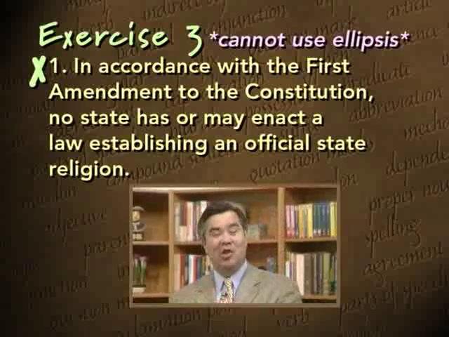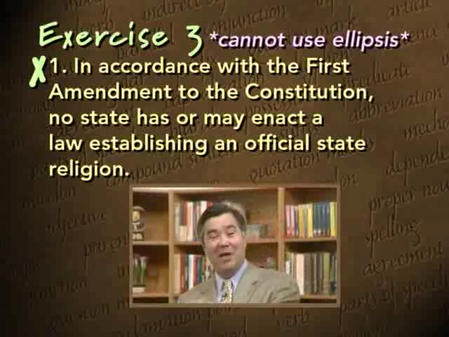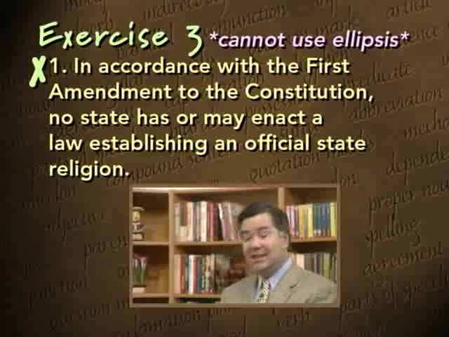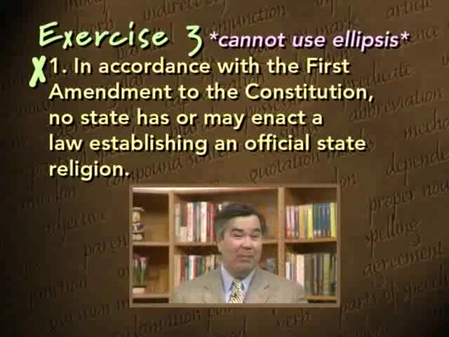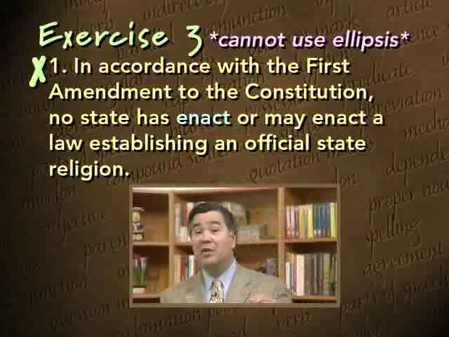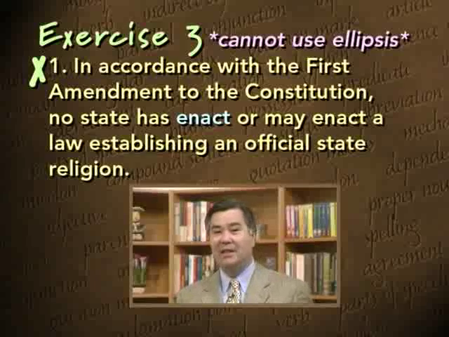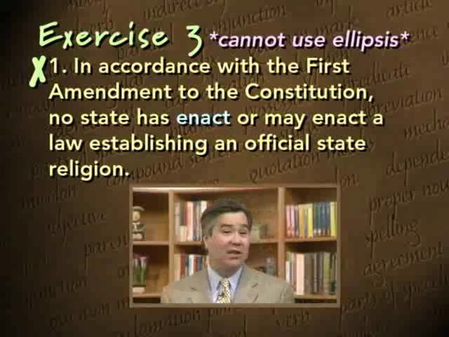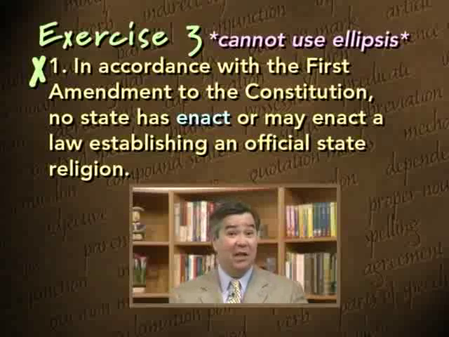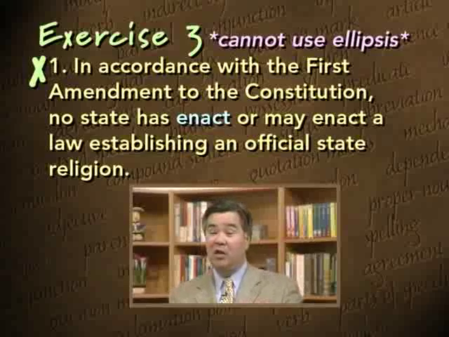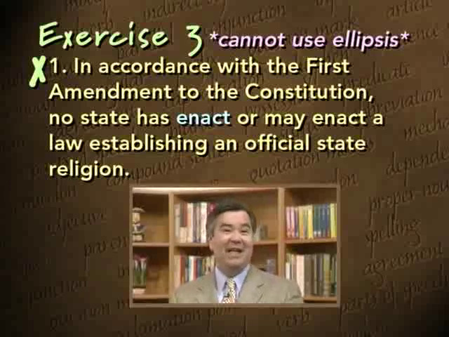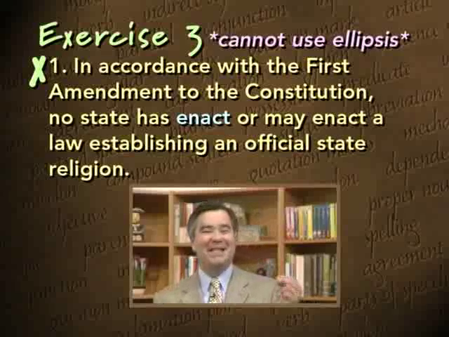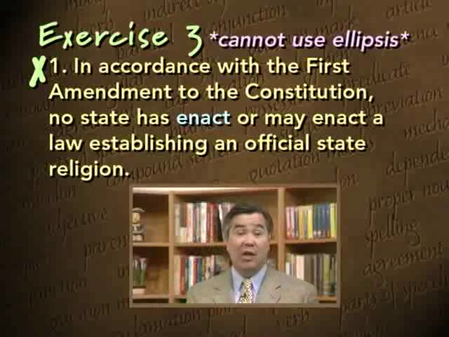You need to be able to insert the exact same word that you've omitted from elsewhere in the sentence, plug it in, and have the sentence make sense. Now, the word that was omitted is enact. We see it right here in the sentence. When we try plugging it in, how does the sentence read? No state has enact or may enact a law establishing an official state religion. Now we see the problem, that with the helping verb has, we need the past participle enacted. And therefore, when we try to reinsert the omitted word enact, we see that the sentence doesn't really make sense. Remember that the word that you omit when you use ellipsis must be exactly the same in both places. So that doesn't work in this case.